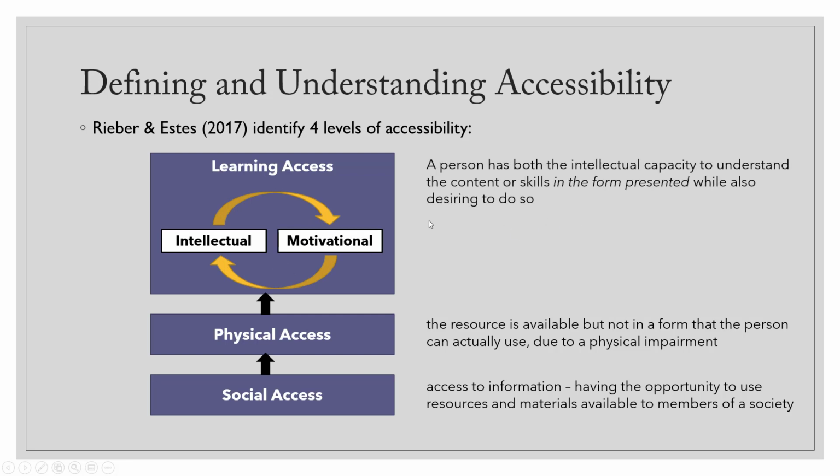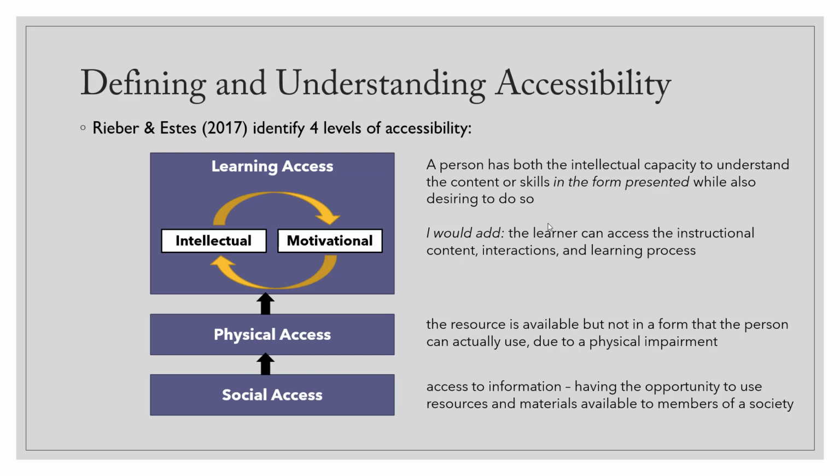So here we want to focus on how do we ensure that a person has both the intellectual capacity to understand the content and or the skills and form presented, while also desiring to do so. Having these various things present will facilitate learning access. I would add to this that really part of what this means is that the learner can access the instructional content, interactions, and the learning process as well.